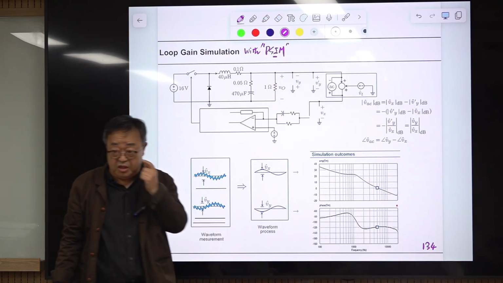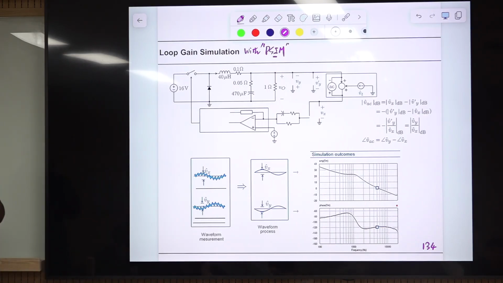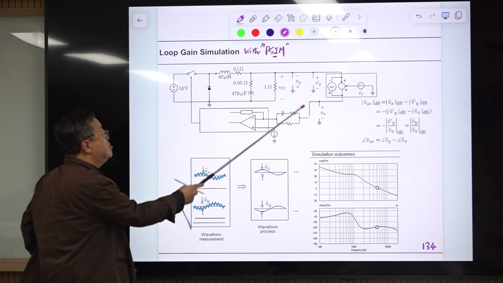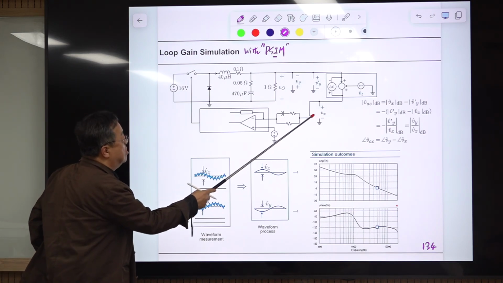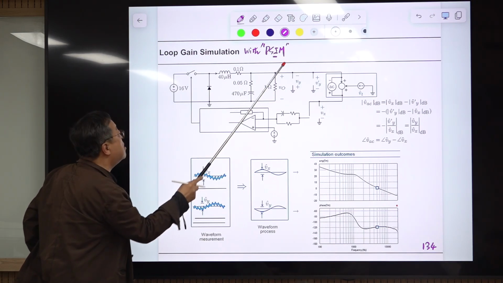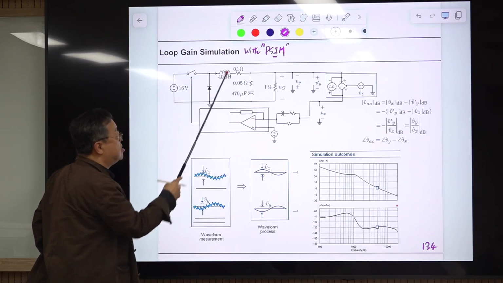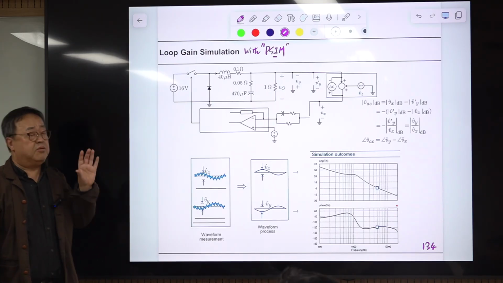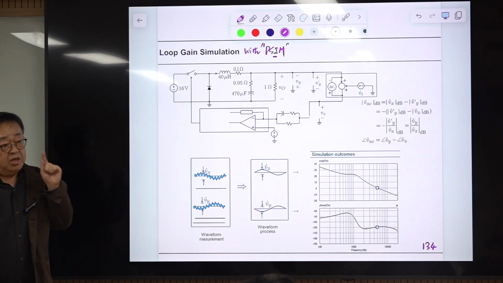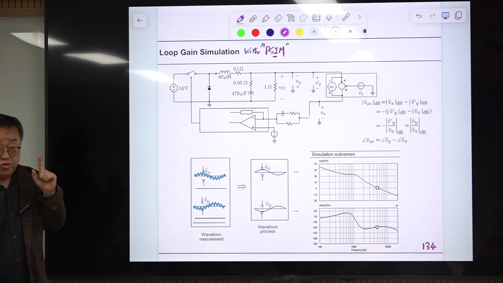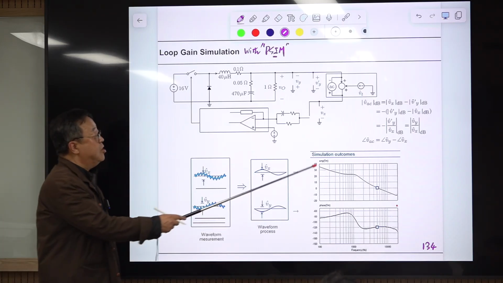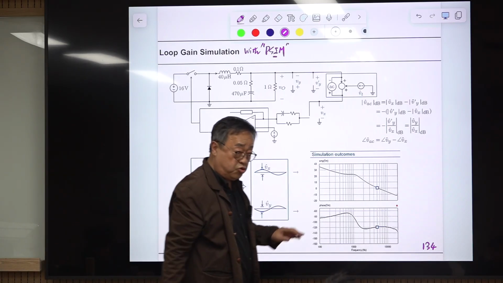This is what? This is loop gain. Very close to true loop gain. It's not exactly the true loop gain. In the true loop gain the loading effect will be considered, but usually the input impedance of this thing is much larger than the output impedance of this converter, so the voltage division ratio is very close to unity. Then what you are measuring is very close to the true loop gain.